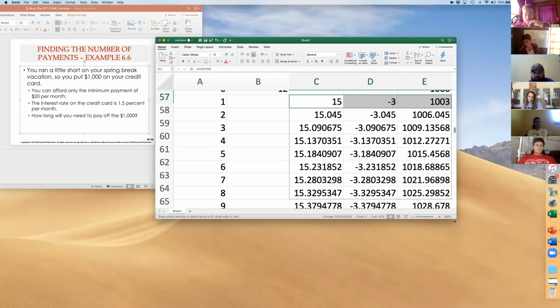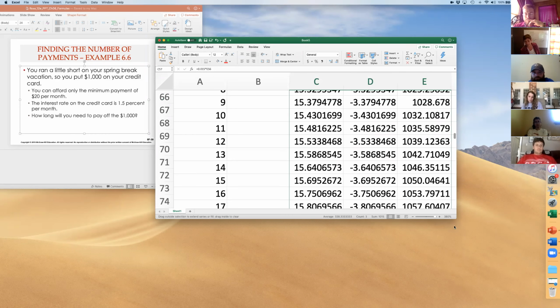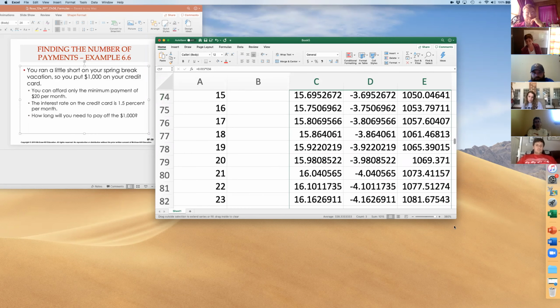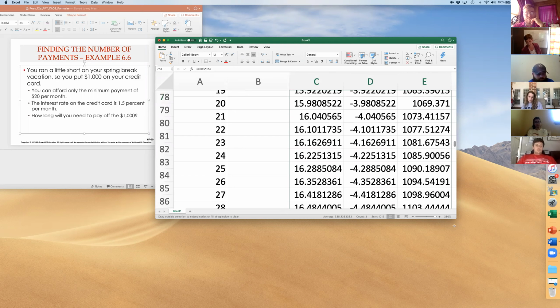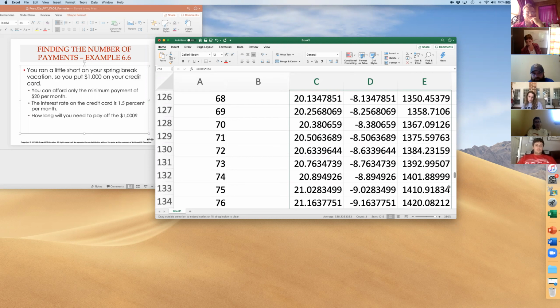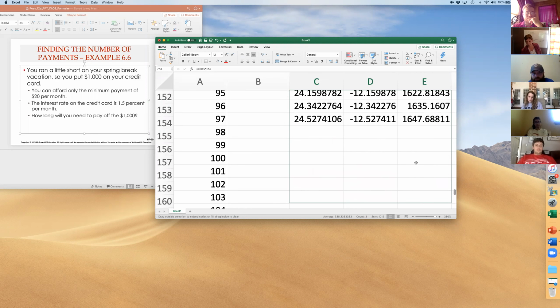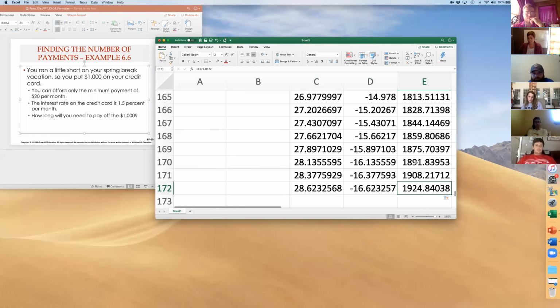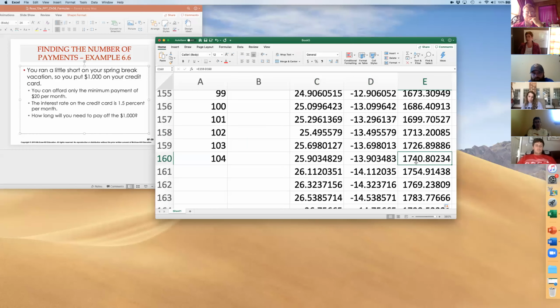And so if you make the monthly payment and your credit card is one that's set up to be a negative amortization, and you go out here to 104 months, you're going to have a $1,740.